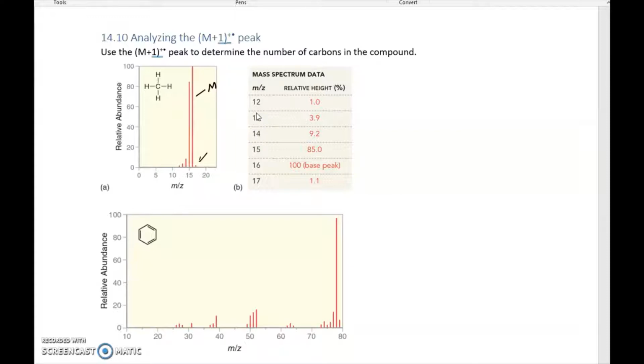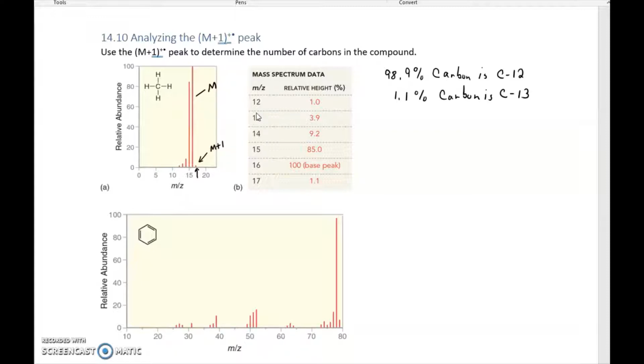There's a little peak right here, though, that's due to the fact that not all carbon atoms have the same molar mass. So this is the M+1 peak, and it is due to the fact that 98.9% of carbon is carbon-12. That's much more common. 1.1% of carbon is carbon-13, and that's what you're seeing here. You're seeing the percentage of carbons that are carbon-13.